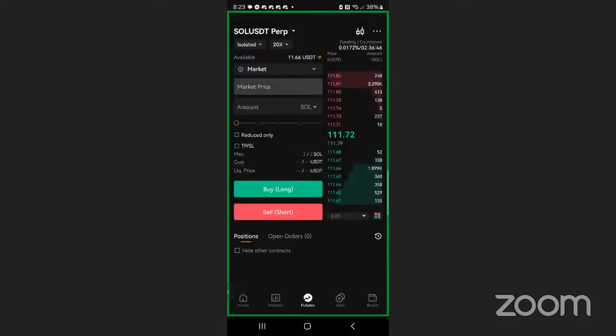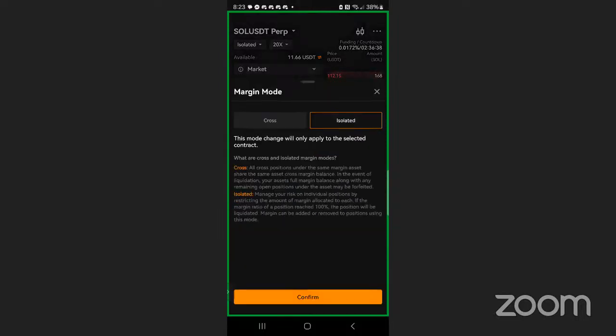That's where you see the Solana perp. You can click that arrow and you can select whichever pair or currency you would like to trade. Under that, you see there's an option between isolated. And if you click on the dropdown, you can choose between cross or isolated. The difference in these two things is the impact it will have on your account.